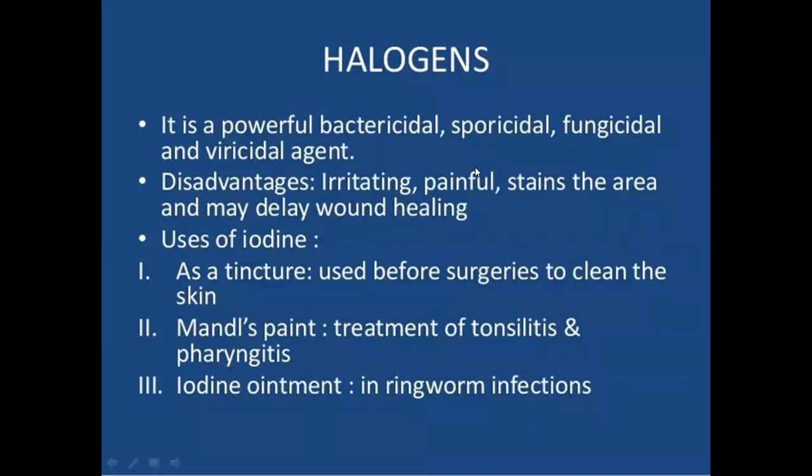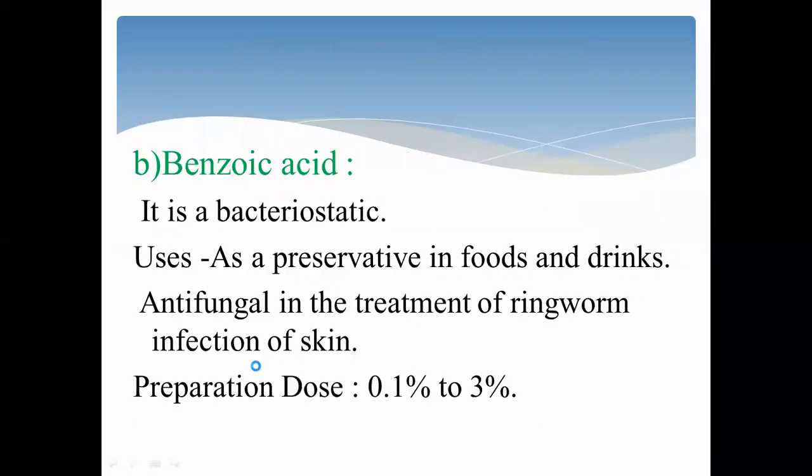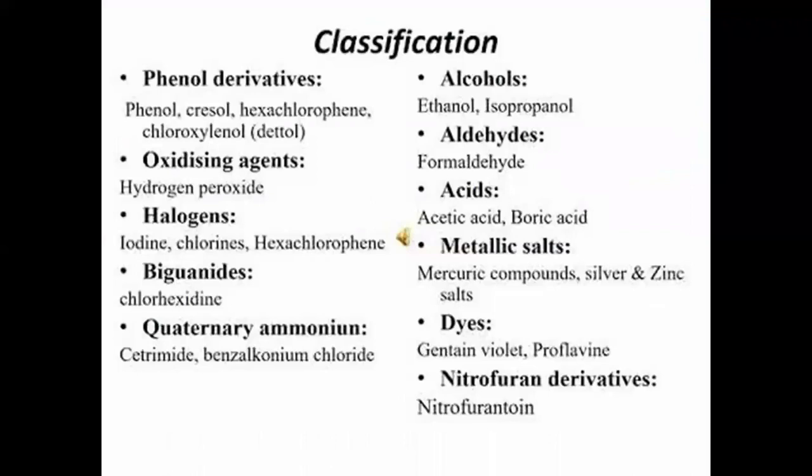Okay, let's see the next class. The next class is aldehydes. What are the examples? Formaldehyde. It is an example. Is the screen visible? Yes, ma'am. So the example of aldehyde is formaldehyde. It acts as an effective germicide. Germicide means they kill the germs, they destroy microorganisms. Next, it is used for disinfection of surgical instruments. Formaldehyde is used as a disinfectant for surgical instrument disinfection.